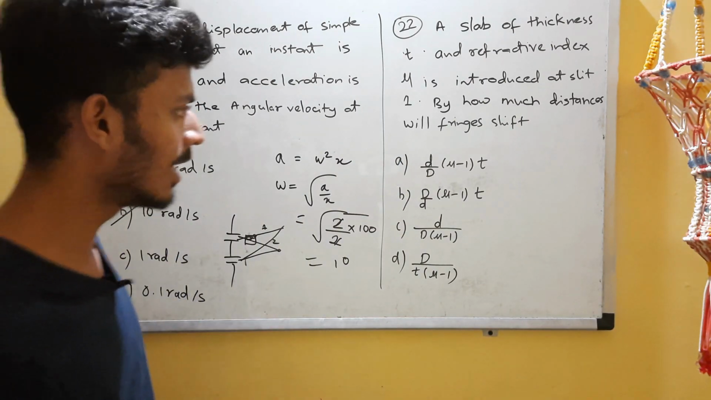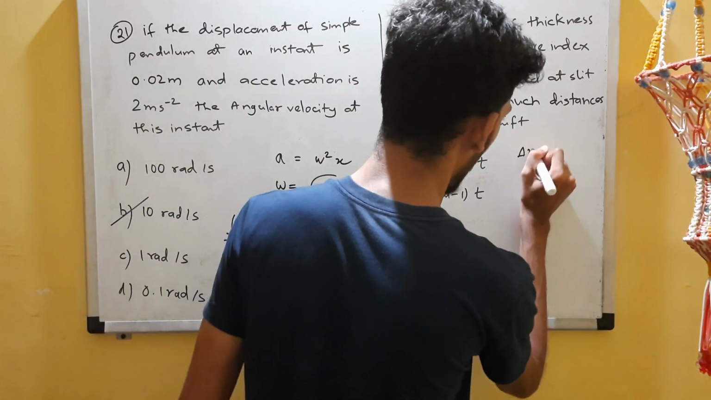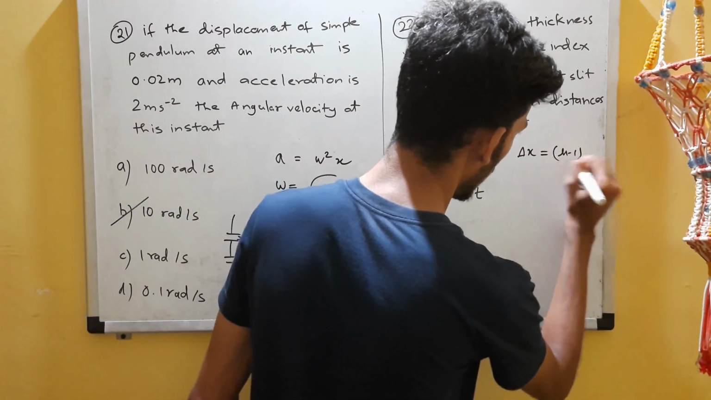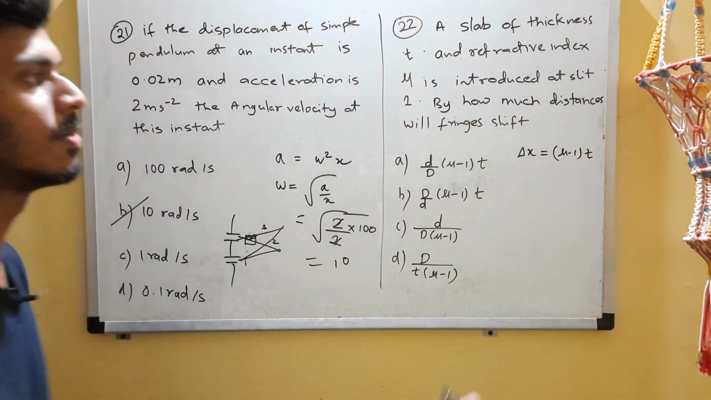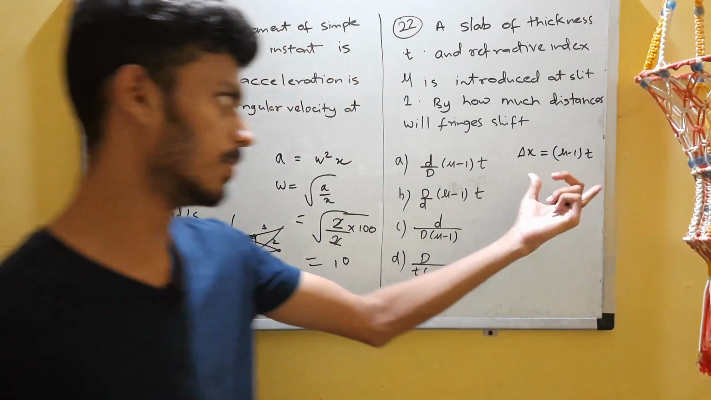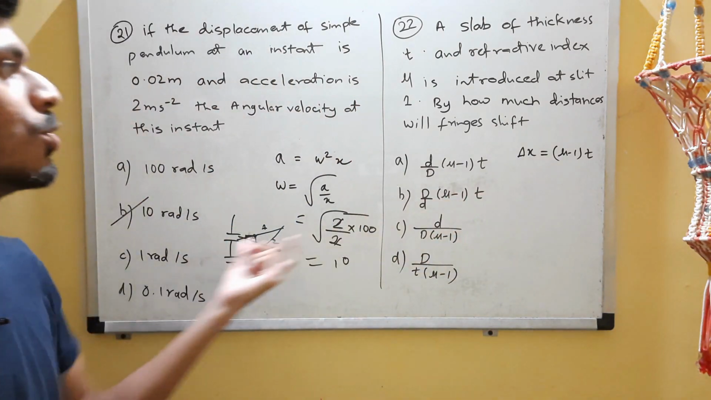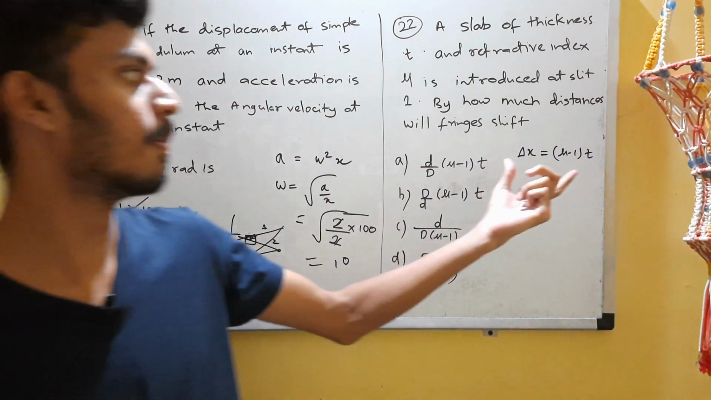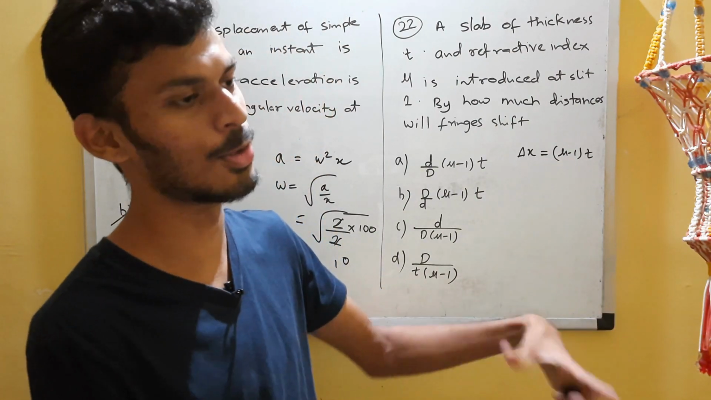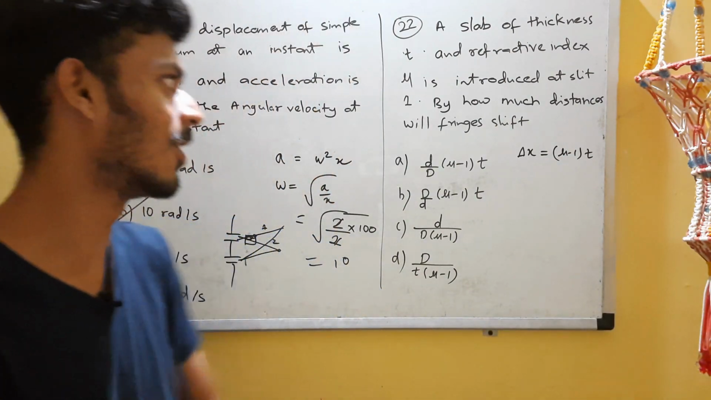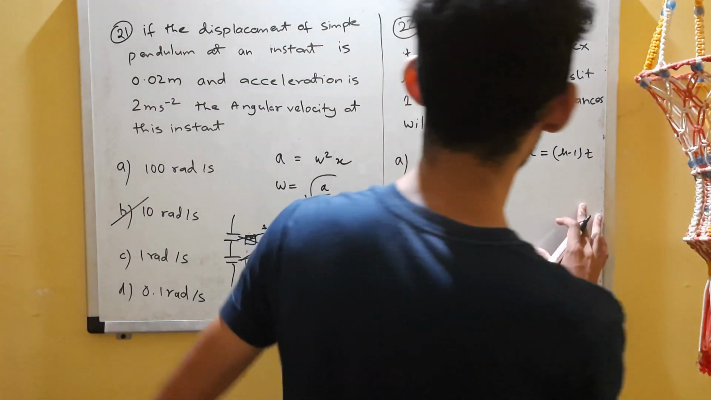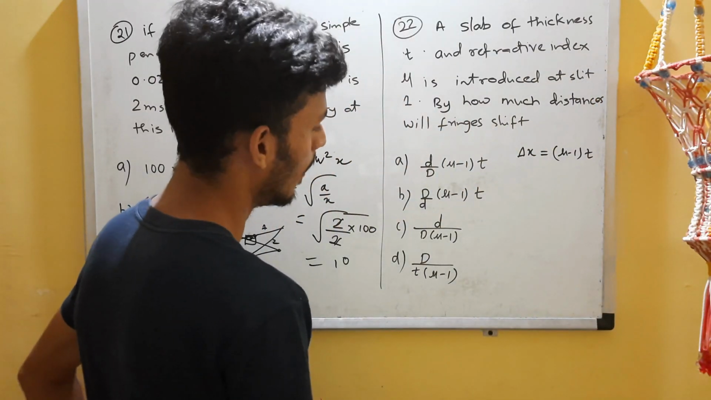Basically, there is a path difference created over here, and that path difference is mu minus 1 into t. Actually, there is a small derivation behind it, and it will take a little bit of time. So just remember that whenever a ray goes through a slab, the path difference that is created is mu minus 1 into t. Honestly, I also don't know how to derive it at this point of time, so please remember this. Now let's proceed with the problem.